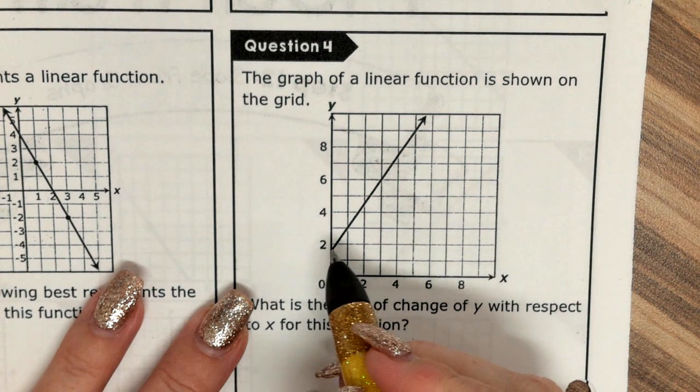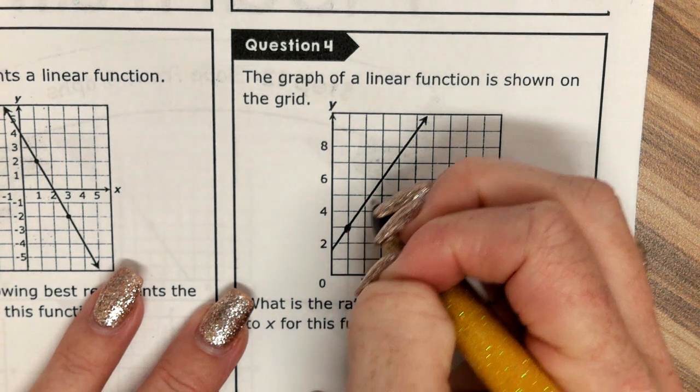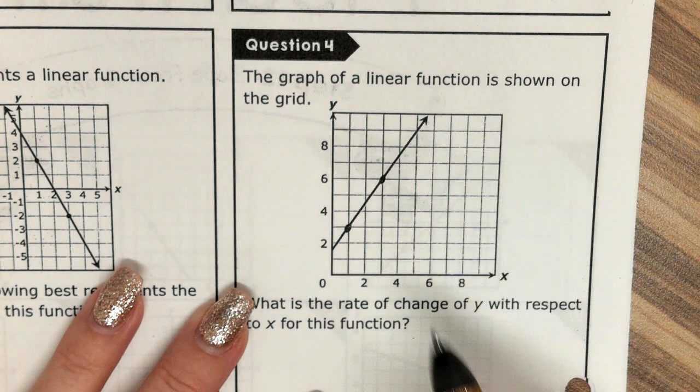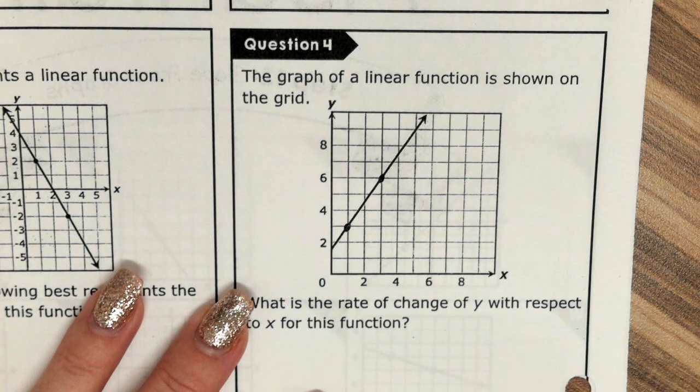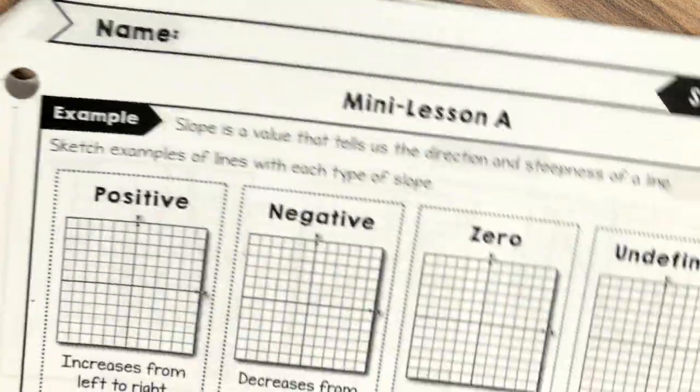Be careful on question 4. Do y'all see right here? That is not a point. Does everybody see this? This is a point right here, and this is a point right here. So if you look, it's counting by ones. They just didn't label all the numbers. All right. Change the page.